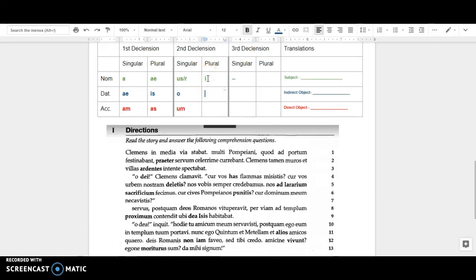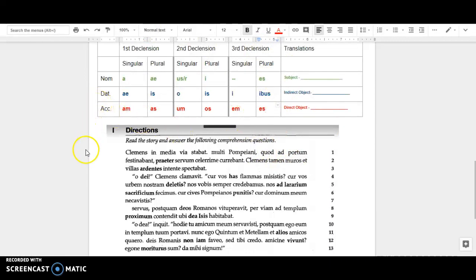Letter I is nominative plural. IS is dative plural, just like the first declension. And OS is the accusative plural. These two lines here signify that the third declension nominative singular can be basically anything. The dative ending is I. The accusative singular is EM. Plural nominative is ES. Dative plural is IBUS. And accusative plural is the same as the nominative, and that's ES.